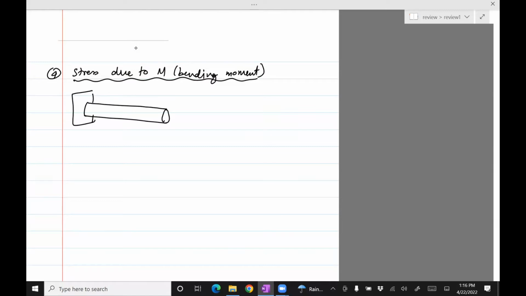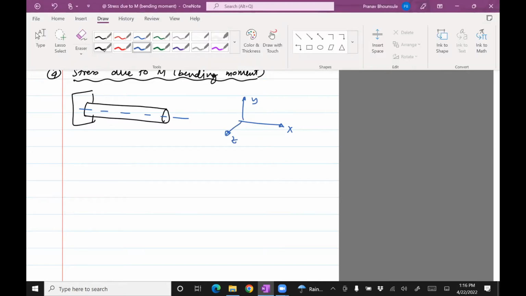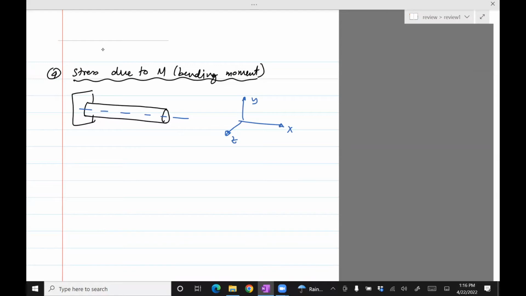Now, the way I'm going to draw the moment is, let's consider this is the x-axis, y-axis, z-axis, and it's kind of important how you have the moment. In this case, let's assume that the moment is in this fashion. If you curl the fingers of your right hand along the moment, then your thumb points in the direction of this arrow, the one which I'll show in, let's say, green. So this moment is along the z-axis.